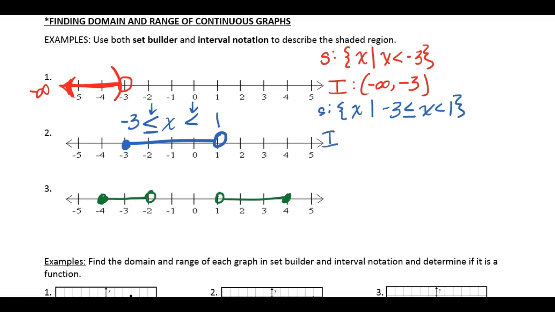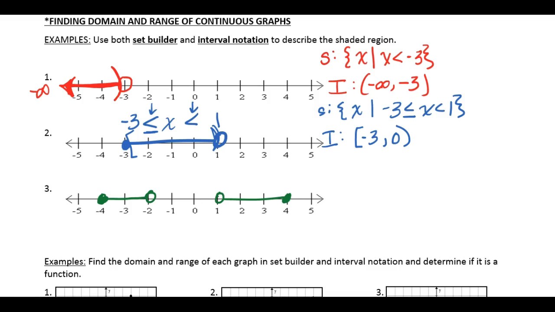Now in interval notation, we would use a bracket on the closed circle and a parenthesis on an open circle. So we'd say -3, comma, 0, parenthesis. That's all you have to do. All right, it's assumed that x is in between those two.